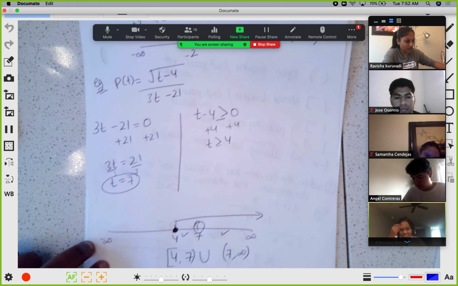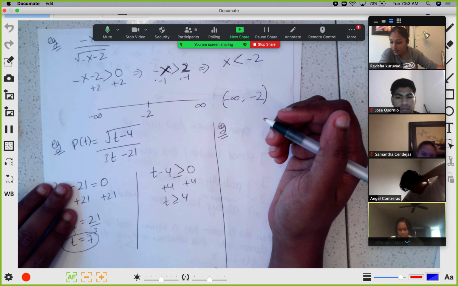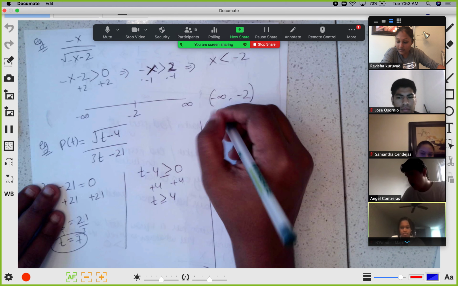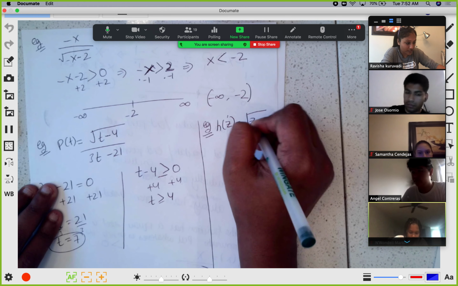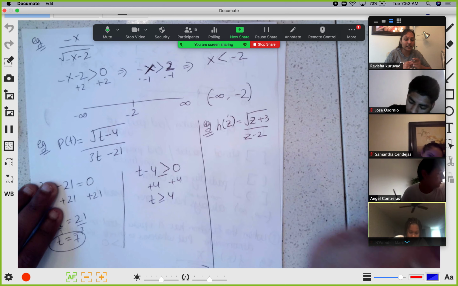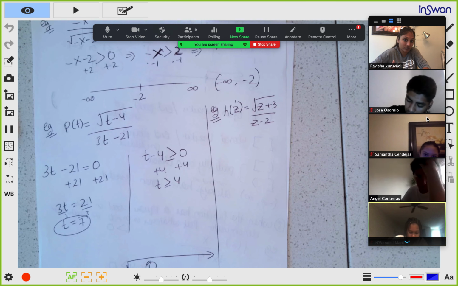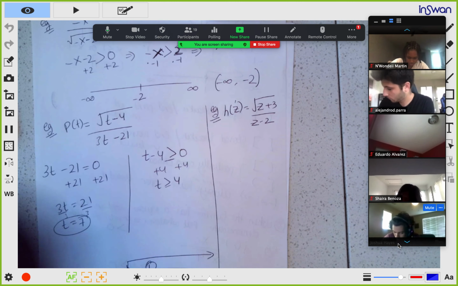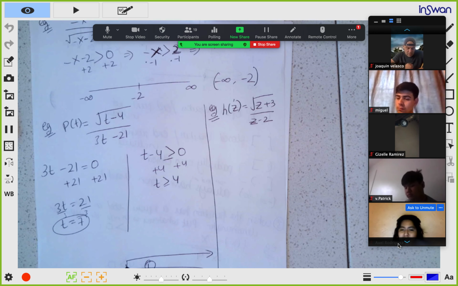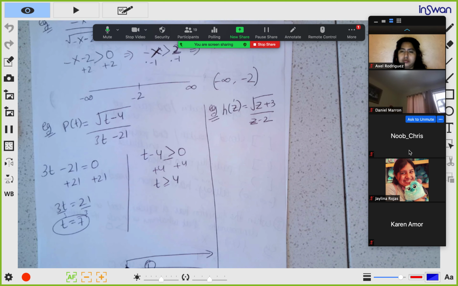Can you do another one, please? Yes, I'll do another one. Okay, I want everyone to try this. H of z is equal to z plus 3 over z minus 2. I want everyone to try this, and then I'm going to go through this example. Is that z minus 2 in the denominator? It's z minus 2, yes. Thank you. Axel, you're going to help me with this.